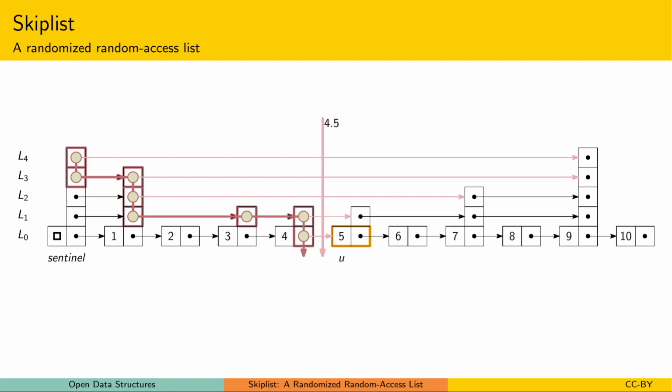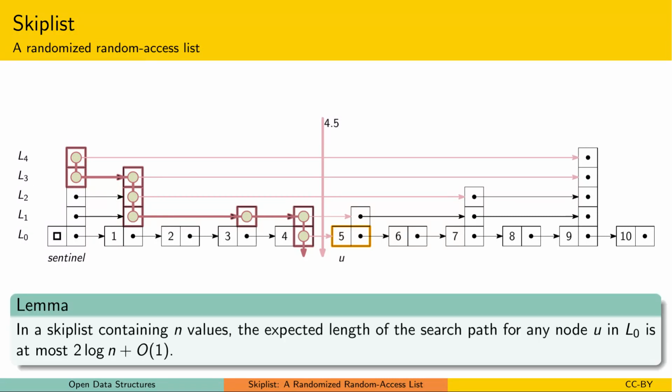Though we don't see it in this small example, search paths tend to be very short compared to the number of elements in L0. This is because they can use very long edges in the upper lists to skip over many nodes in L0. In a subsequent module, we will prove that the expected length of the search path for any node in L0 is only 2 log n plus a constant. The constant 2 is not really critical here, so the thing to keep in mind is that the expected length of the search path is O of log n.